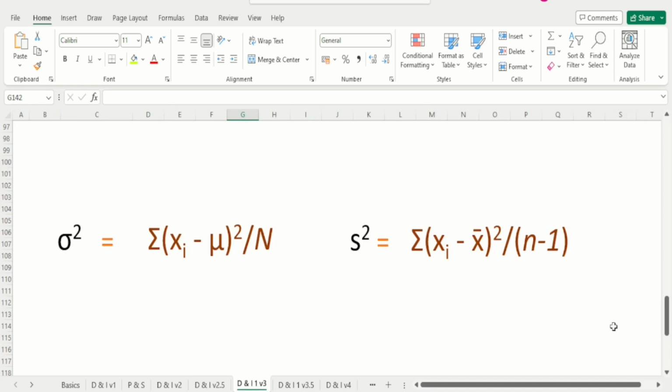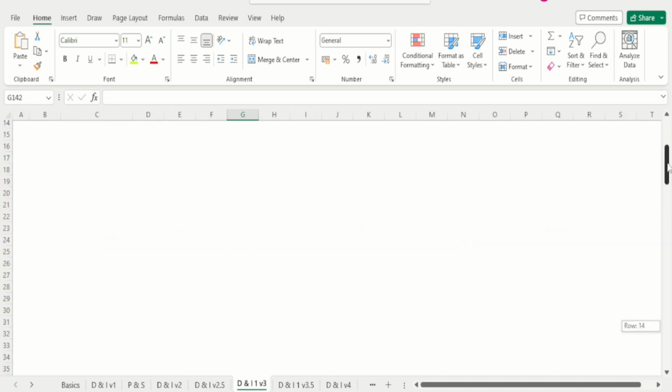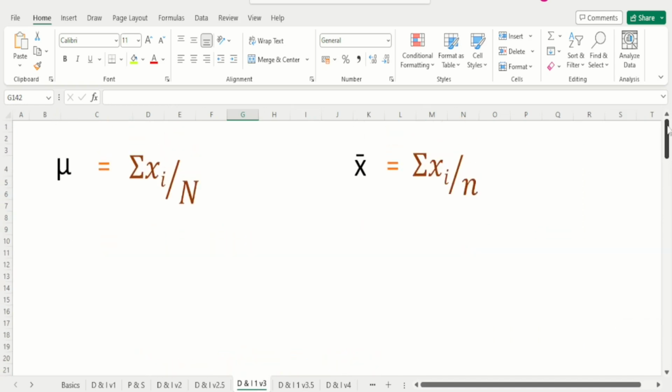So let's take this discussion a bit further. Let's look at the brief mathematical formulation of these. If you look at a standard mathematics or statistical textbook, what you'll find is that the mean, so here in this, this is the Greek symbol mu.